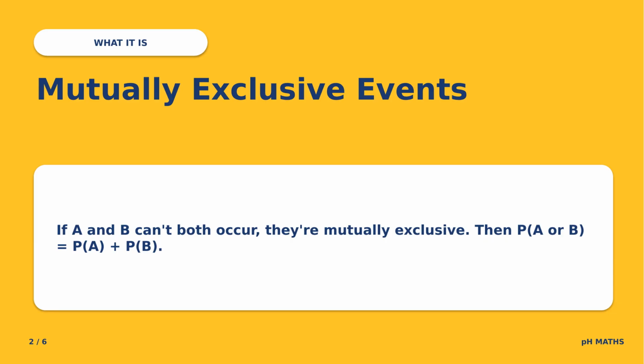Definition. Two events are mutually exclusive if they can't both occur. So rolling a 3 and a 4 on a single die are mutually exclusive. You get one or the other, not both.